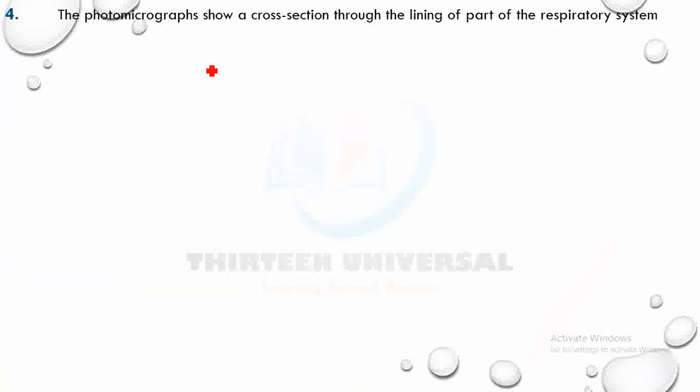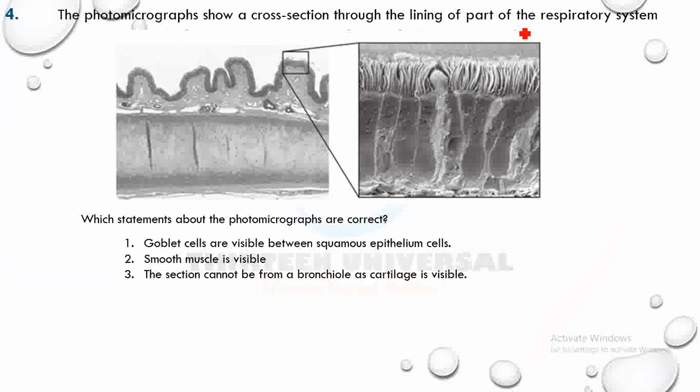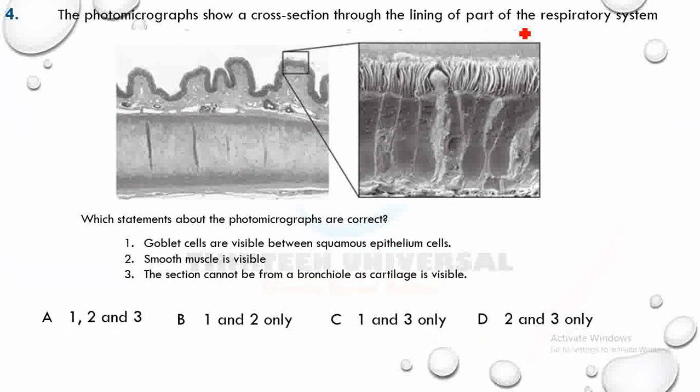The photomicrograph shows a cross section through the lining of part of the respiratory system. Which statements about the photomicrographs are correct? Let's check it out. So it's your turn. Let's see how you're doing. Show us what you have. So solve the question. You can see that. Pause the video and solve it.